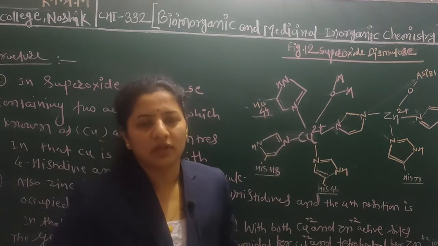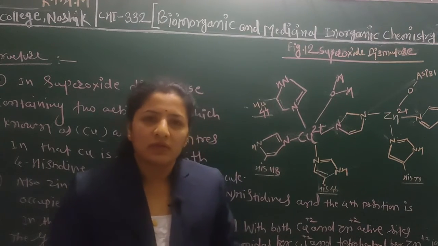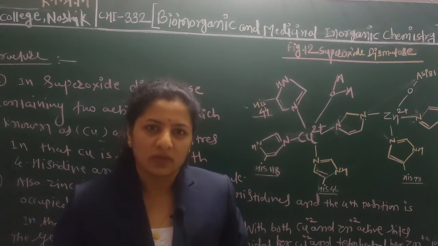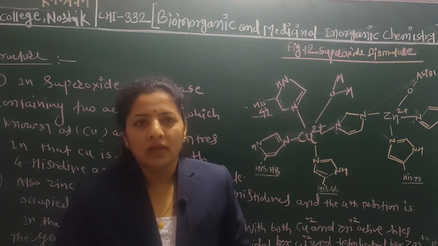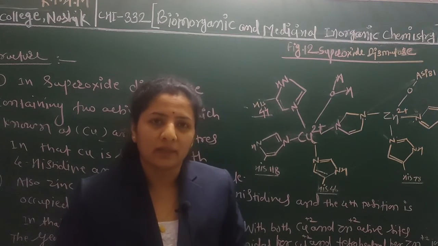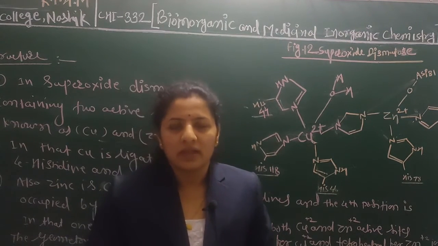So let's discuss the main reactions of superoxide dismutase. As we know, superoxide dismutase can regulate the dismutation of superoxide, which is converted into ordinary oxygen and hydrogen peroxide. It also acts as an antioxidant in many cell reactions. So let's discuss.